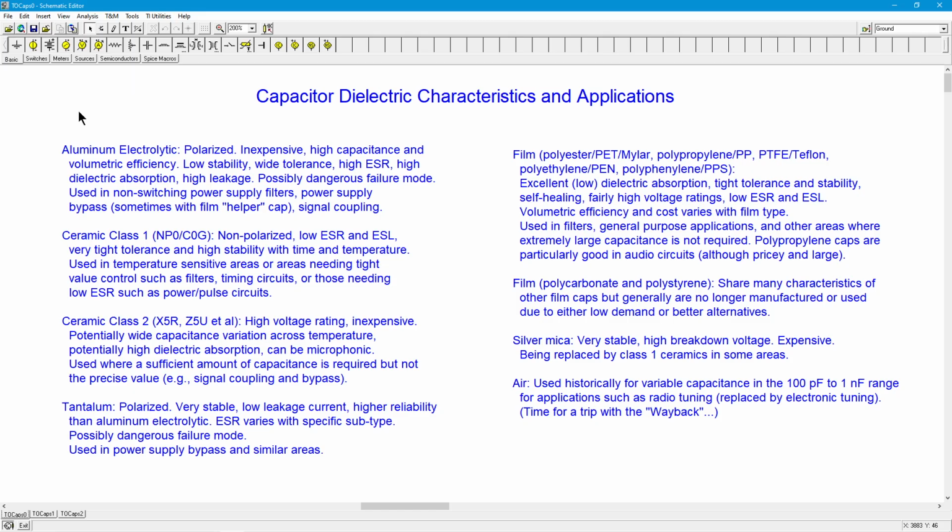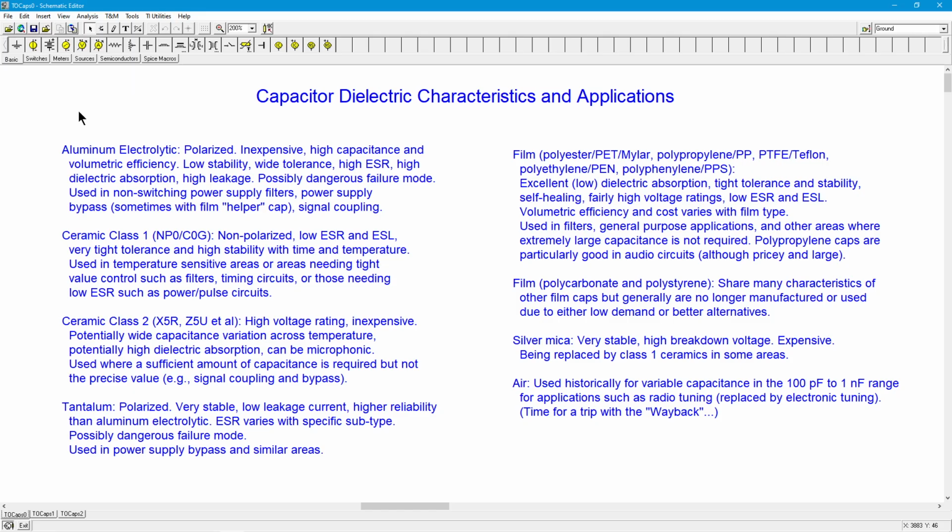Okay? So where would we use them? Well, any place where we need very tight tolerances, high stability. All right? So I would be thinking something like filter circuits, timing circuits. Because of the low ESR, this would be good for power applications like pulse kinds of circuits, high power pulse circuits. Maybe like a switching power supply kind of application, something like that.